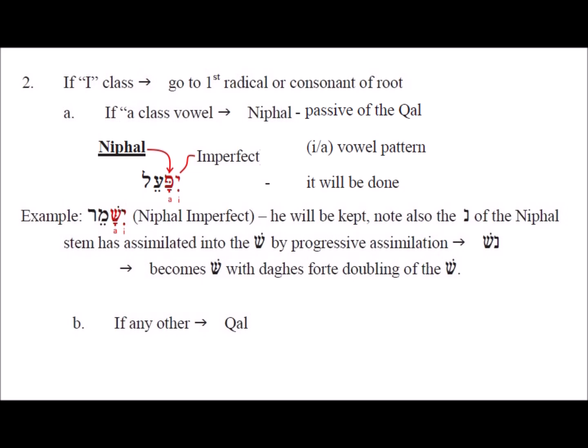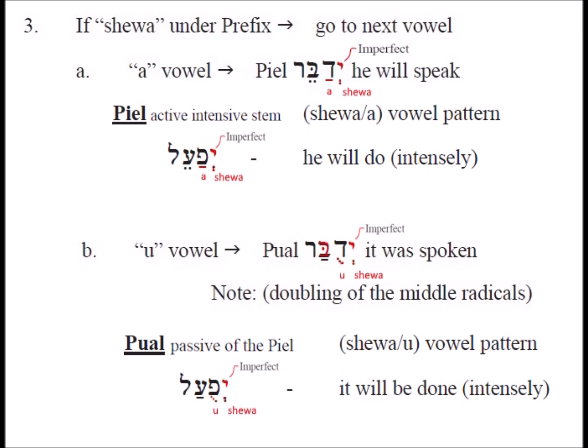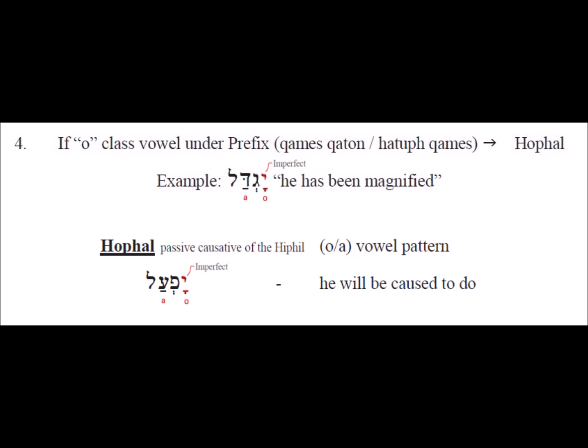Rule number 3, reviewed. If you have a shva prefix, go to the next vowel. If it's an A vowel, it's got to be a Piel: yedaber, he will speak. If it's a U vowel, it's a Pual: yedubbar. And you're always going to double that middle radical. If it's an O class vowel under the prefix, a qamets qatan or qamets hatuf, it's got to be a Hophal: yogdal, he has been caused to magnify.